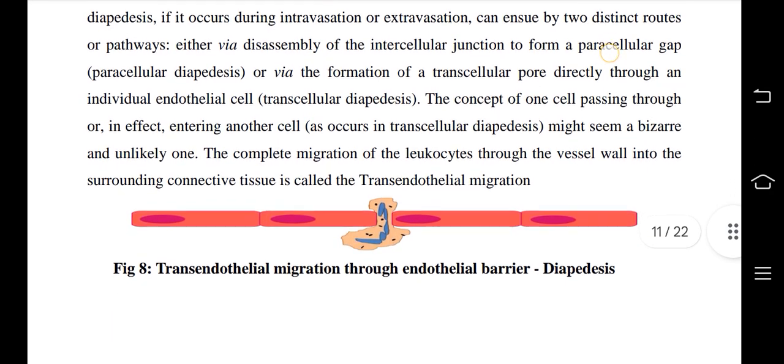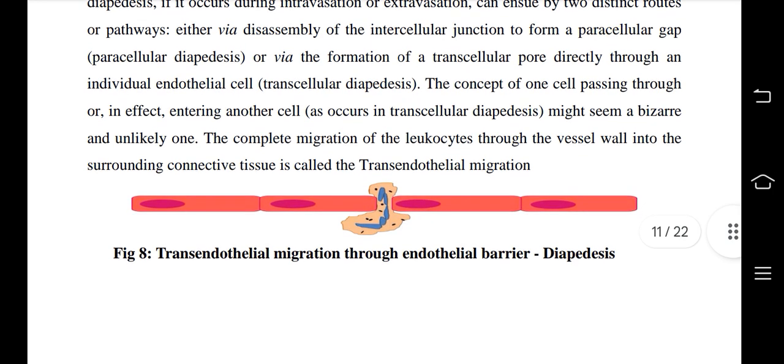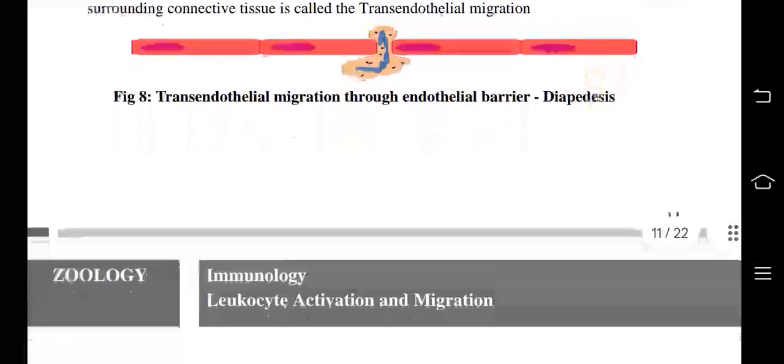The concept of one cell passing through, or in effect entering, another cell, as occurs in transcellular diapedesis, might seem a bizarre and unlikely one. The complete migration of the leukocytes through the vessel wall into the surrounding connective tissue is called transendothelial migration. Transendothelial migration through the endothelial barrier, diapedesis.